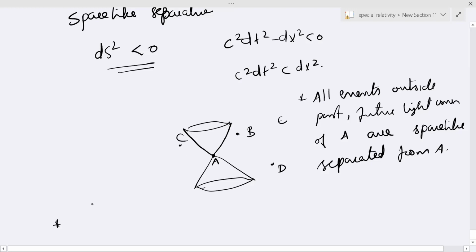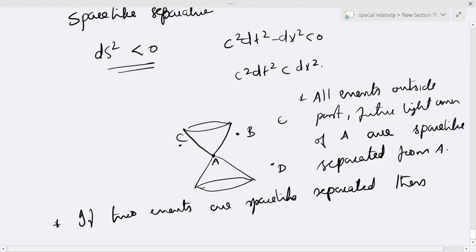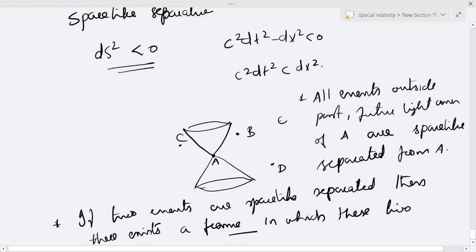I'll just write it down. If two events are space-like separated, then there always exists a frame, we mean inertial frame, we are talking about special relativity, there exists a frame in which these two events are simultaneous. We'll see this more clearly shortly.